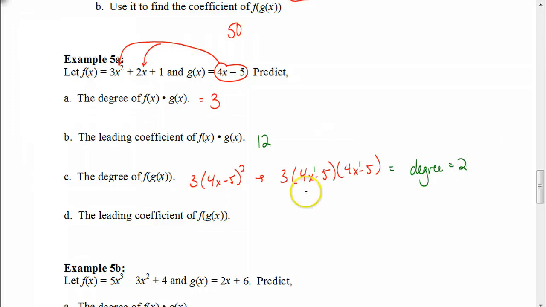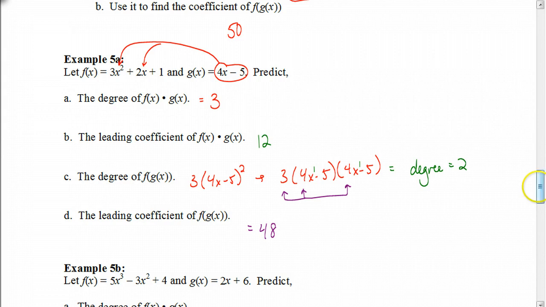My leading coefficient I would get by multiplying these pieces together, and we also have to include the 3. Well, 3 times 4 is 12, times 4 is 48. So the leading coefficient would end up being 48.